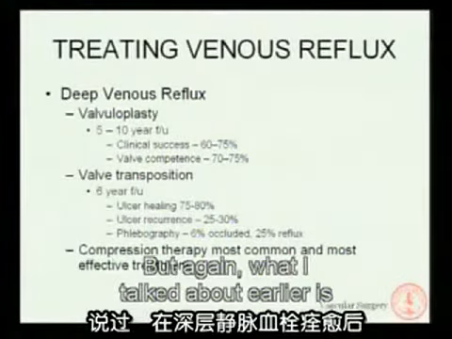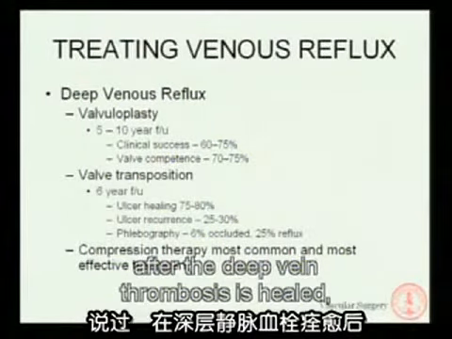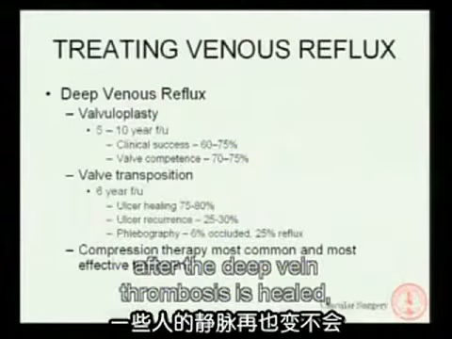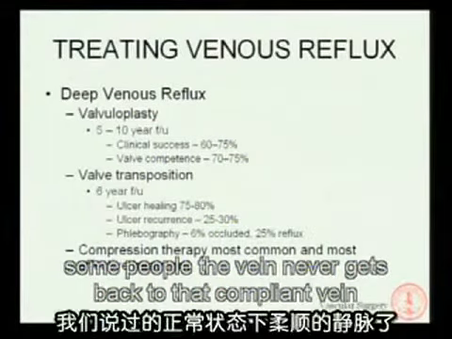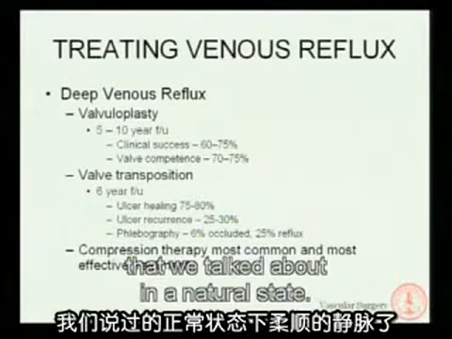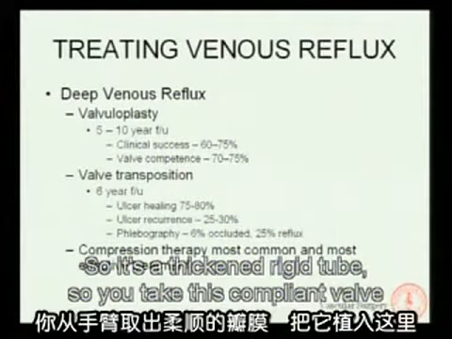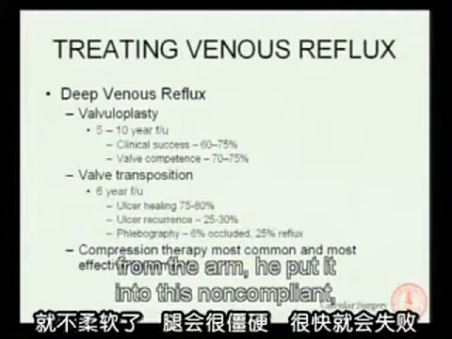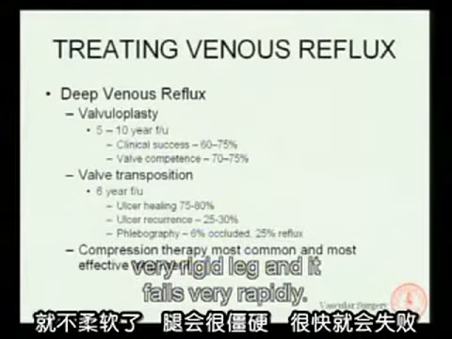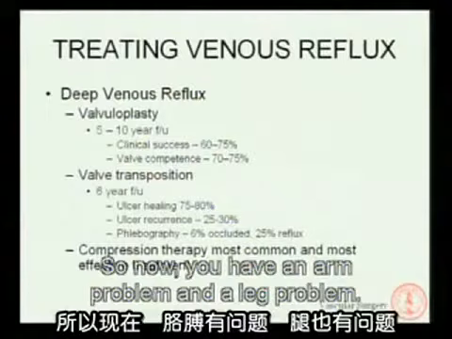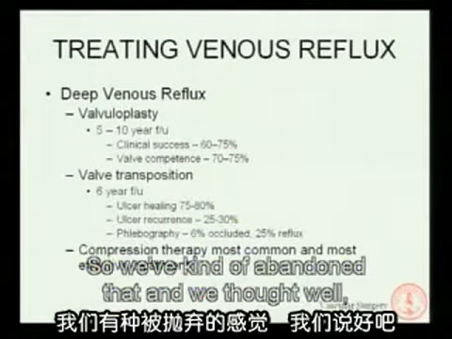But again, what I talked about earlier is after the deep vein thrombosis is healed, in some people the vein never gets back to that compliant vein that we talked about in a natural state. So it's a thickened, rigid tube. So you take this compliant valve from the arm, you put it into this non-compliant, very rigid leg, and it fails very rapidly. So now you have an arm problem and a leg problem. So we kind of abandoned that.